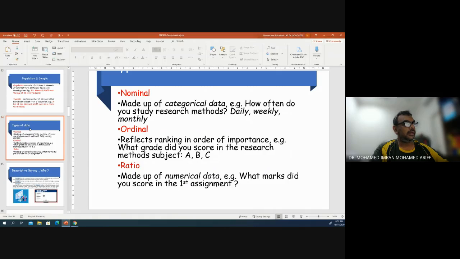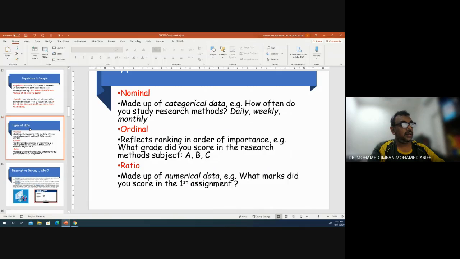Ordinal ranking reflects ranking in order of importance. What grade did you score in the research method subject, A, B, C? So that is your ranking. Okay, so you bagi rank lah. Macam saya bagi you 5 steps in repairing your bicycle. So you do the ranking. 1, 2, 3, 4, 5. So that is ranking.